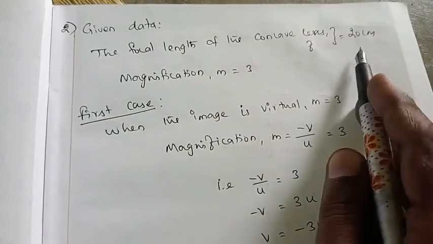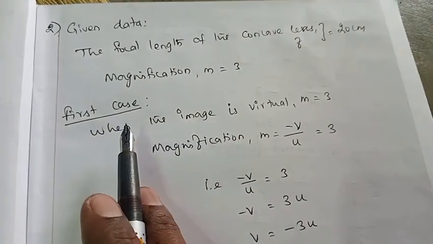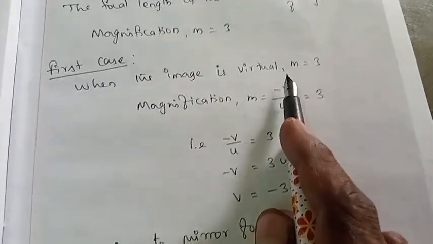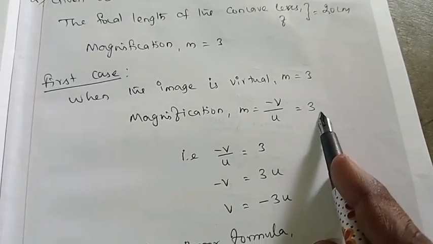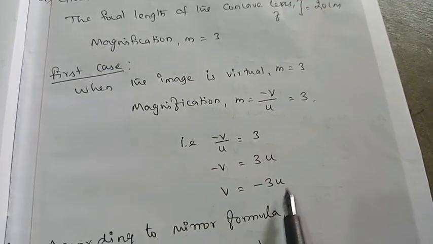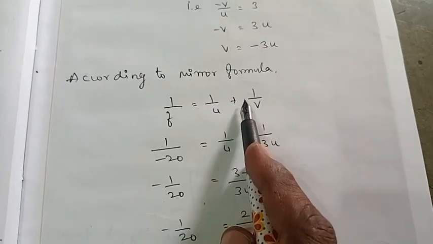The focal length of the concave mirror f is equal to 20 cm. Magnification m is equal to 3, 3 times. So first case, when the image is virtual, m is equal to 3. Magnification m is equal to minus v by u. That means minus v by u is equal to 3. So v is equal to minus 3u. According to the mirror equation, 1 by f is equal to 1 by u plus 1 by v.